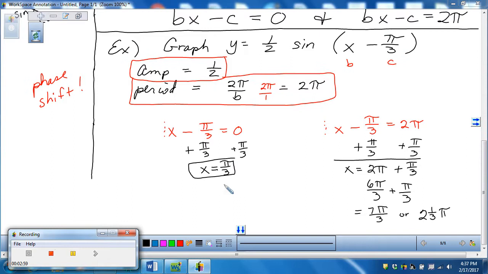Okay, so looking at the problem, we had set x minus pi over 3 equal to 0. We added pi over 3 to both sides, and we got x equal to pi over 3. On this one, we had x minus pi over 3 equals 2 pi, so we add pi over 3 to both sides. If you take 2 pi and add pi over 3, you have to get a common denominator. 2 pi is the same as 6 pi over 3. 2 times 3 gives us 6. 6 pi plus 1 pi is equal to 7 pi over 3. This is our preferred way of writing it.